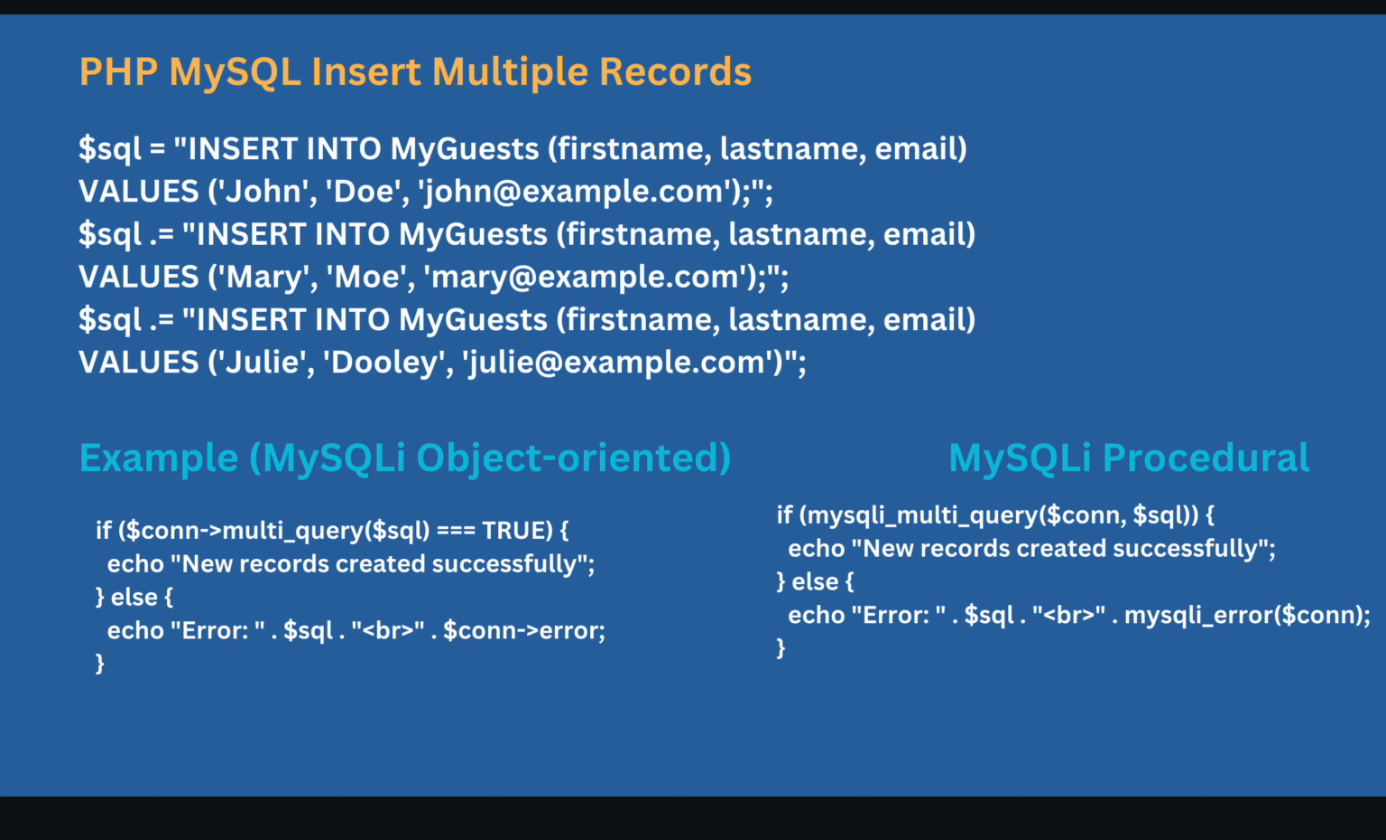Previously you were inserting single records, one record at a time. Now if you have multiple records, suppose some 10 records you want to insert at a time, and you are using the object oriented concept, what do you have to use? The multi-query method of the connection, right?